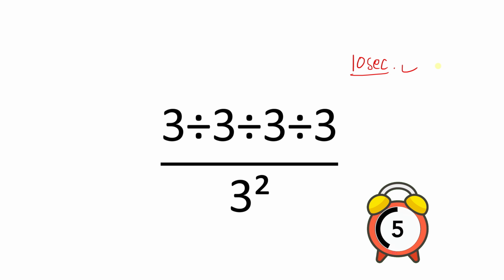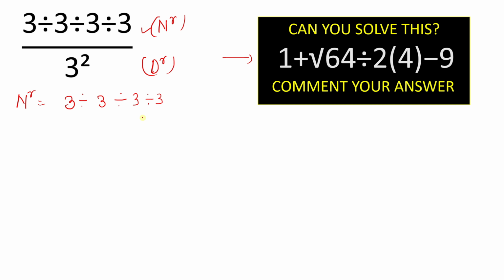First, for the numerator, we have 3 divided by 3 divided by 3, and divided by 3. Now all operations are divided, so we will go left to right. 3 divided by 3 will give result 1. So we can simply write 1 divided by 3 divided by 3. This whole part will give result 1.